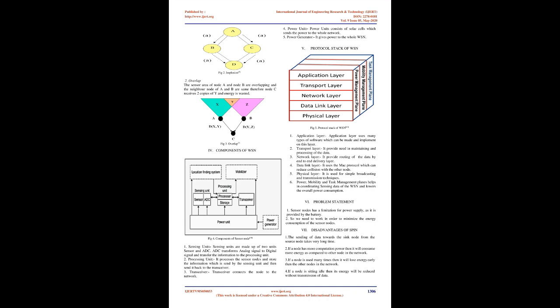Fig 4. Components of sensor node. 1. Sensing unit. Sensing units are made up of two units, sensor and ADC. ADC transforms analog signal to digital signal and transfers the information to the processing unit.